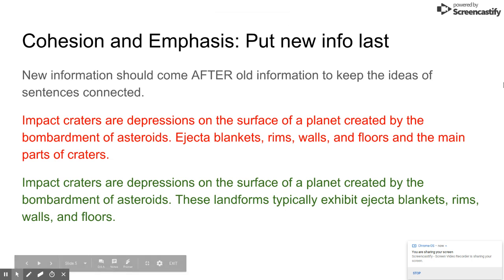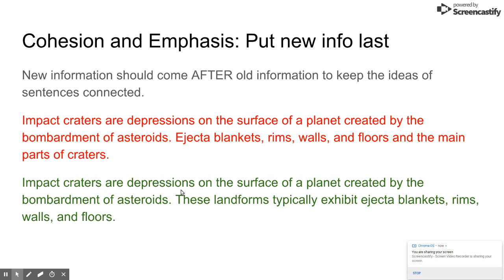This is the second half of the video for scientific writing. We were on putting new info last, and we had just talked about why the sentence wasn't so great. So let's look at the green sentence, which is the improved sentence. The impact craters are depressions on the surface of a planet created by the bombardment of asteroids. These landforms typically exhibit ejecta blankets, rims, walls, and floors.